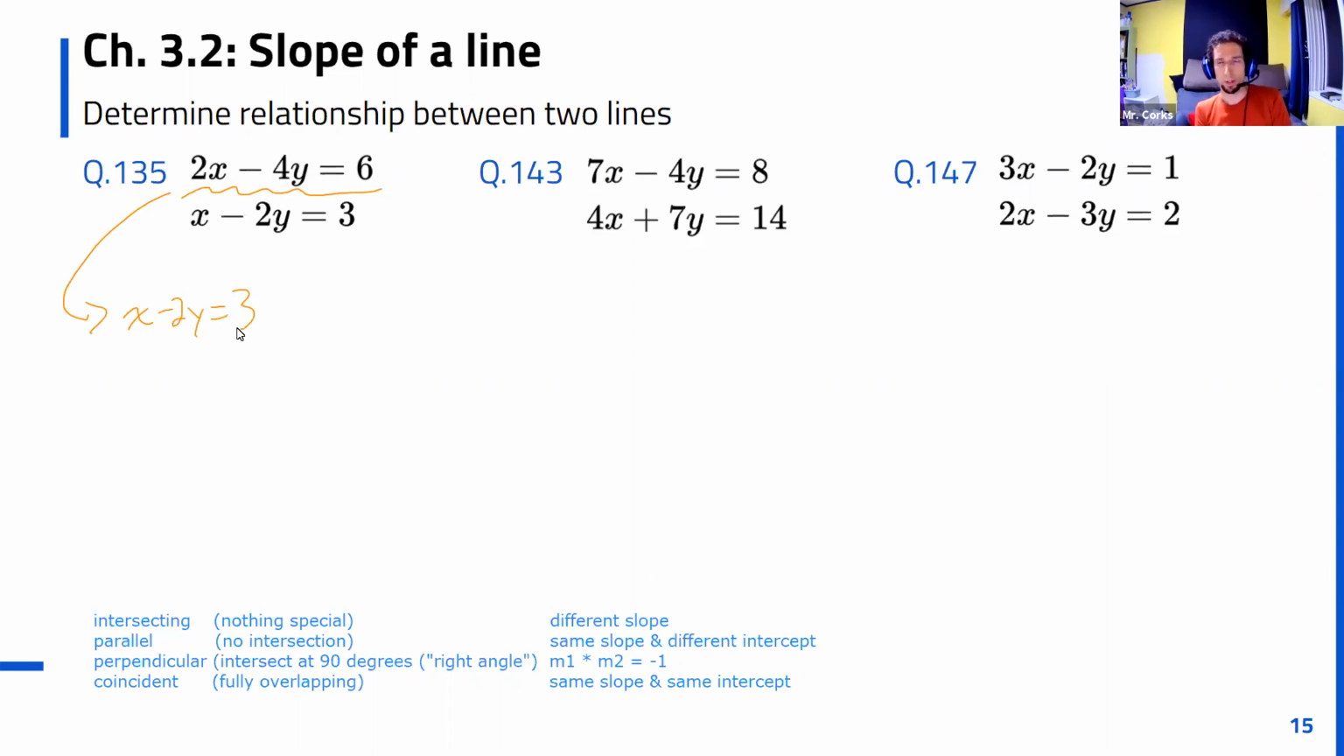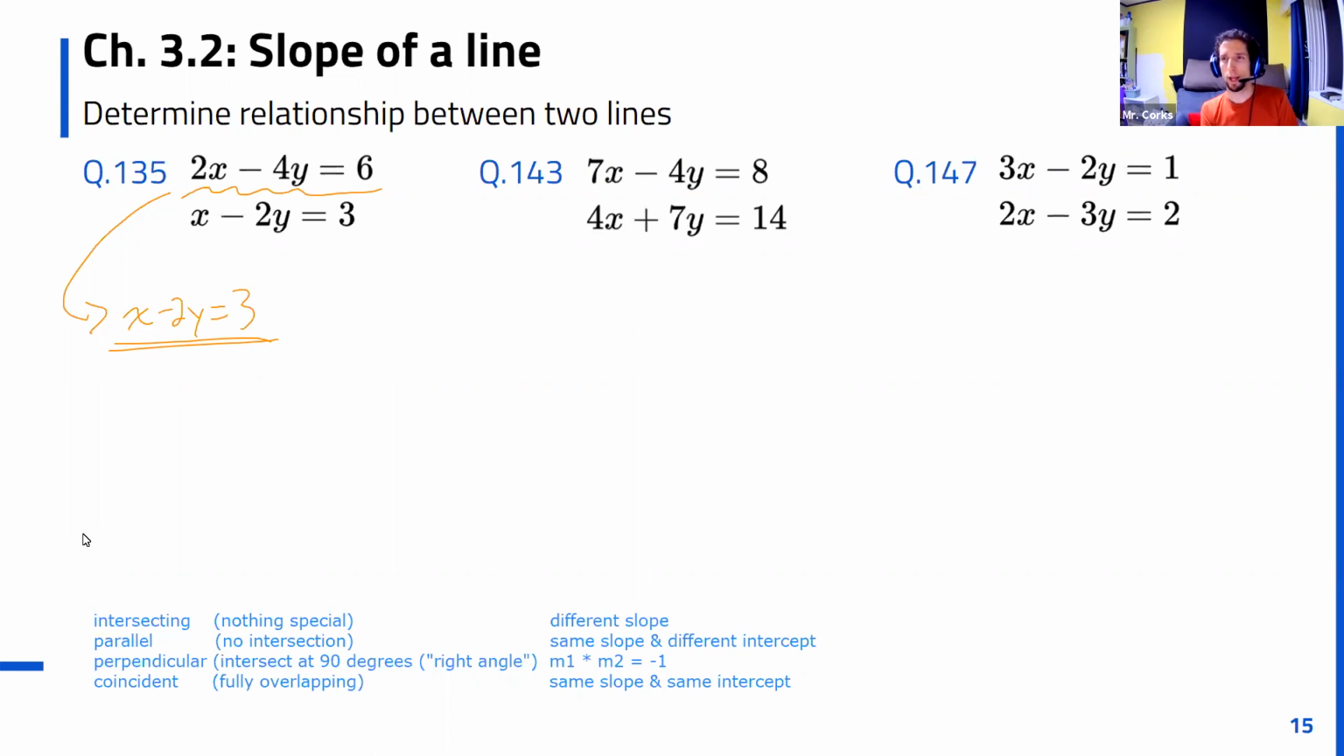And then what do we notice? It's the same as the second equation. Right, the two equations now, we see that they are actually the same thing. They looked a little different, some of the numbers were different, but it's the exact same relationship between x and y. So what does that tell us? Which of these situations should it be? Coincident.